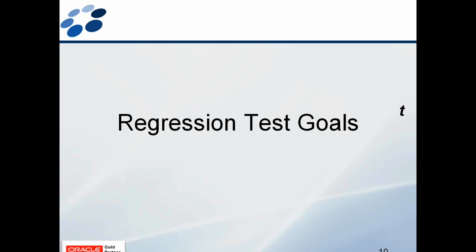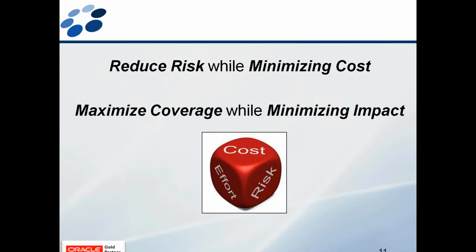So first, and I'm a big believer in this, before we just do anything, we have to figure out why we're doing it. So what are the goals for doing a regression test? And I don't like to just read slides, but it's important: reducing risk while minimizing cost. How can we lessen the risk, but also not spend too much on it? And then we also want to maximize our coverage. That means we want to make sure that our system's covered, but we don't want to impact the system. These are all conflicting requirements, so we have to be smart about how we do it.